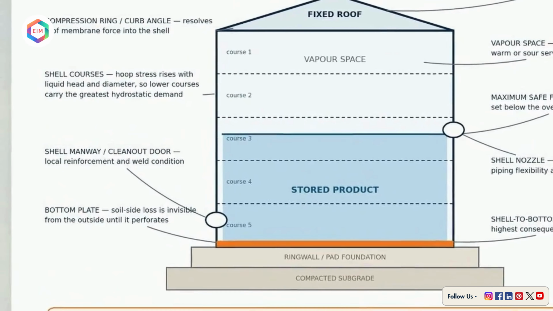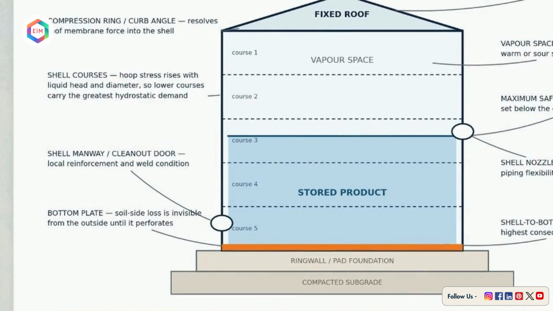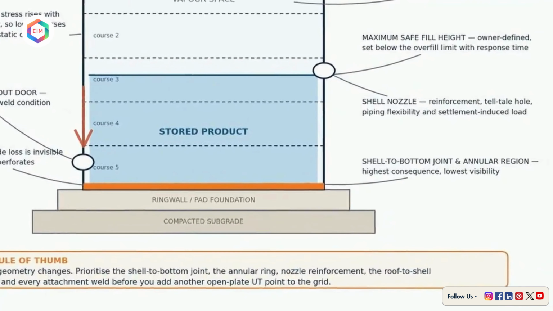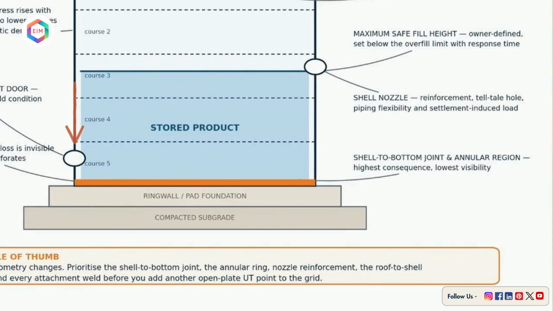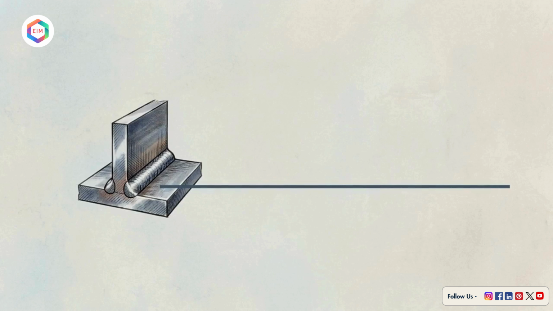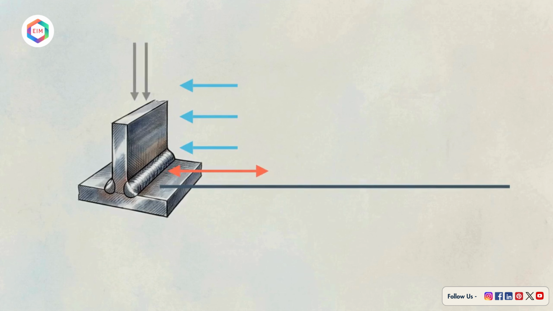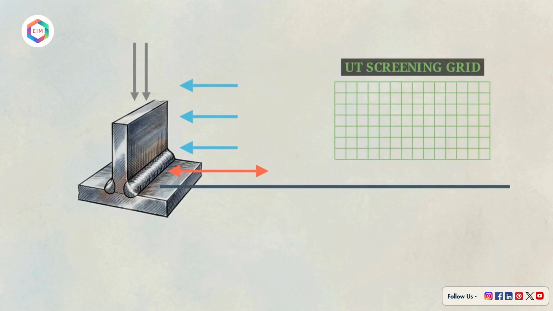Liquid head causes hoop stress to rise with diameter, forcing the lower shell courses to carry the highest hydrostatic demand. Consequently, the highest risk zone for the entire asset is the shell-to-bottom joint and the annular region. This corner handles multiple converging loads. Hydrostatic pressure pushes the shell laterally, thermal expansion creates shifting, and the structural weight of the tank pushes down.